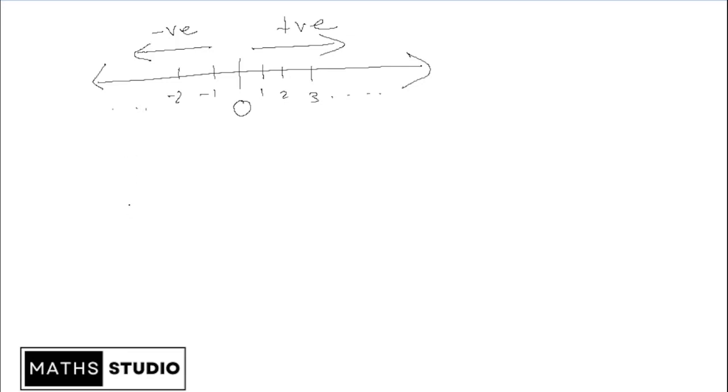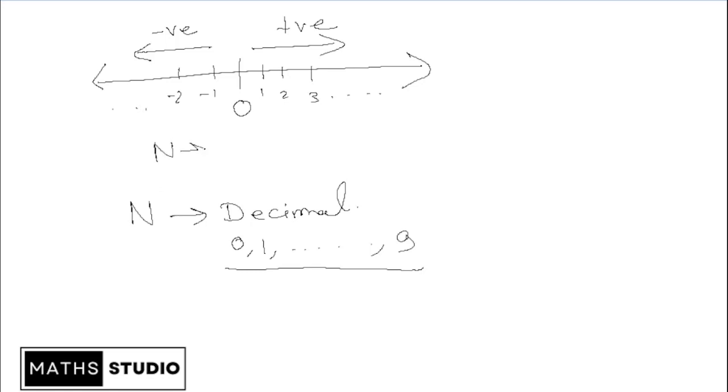So let's understand what is our number system. What is our number system called? It's called decimal. Why decimal? Because it has got 10 symbols from 0 to 9. So these are the 10 symbols which represent the number system. Okay. So the natural numbers start from 1, 2, 3 and so on, all the positive numbers.